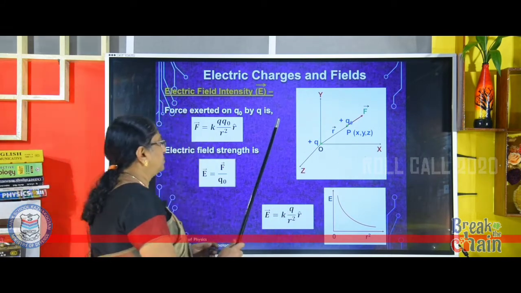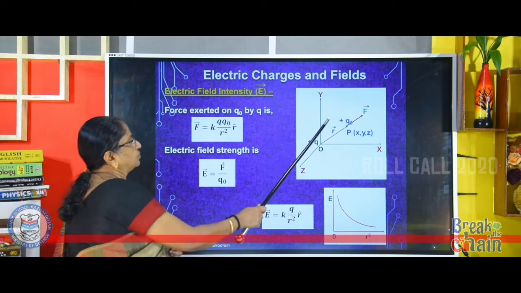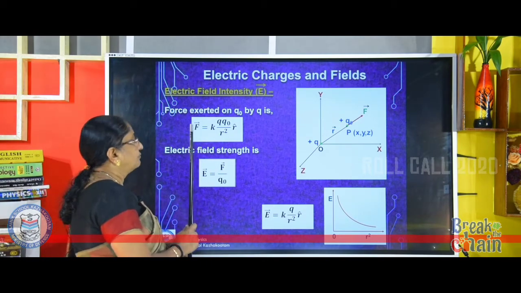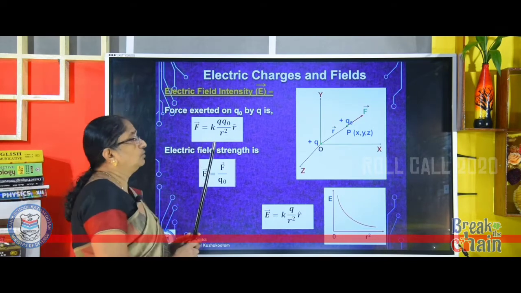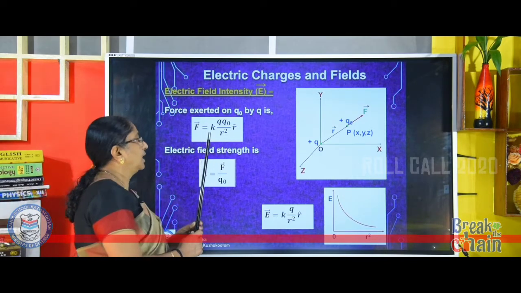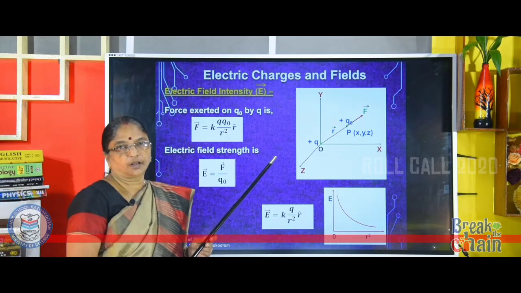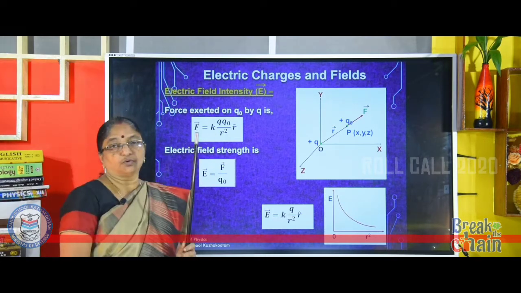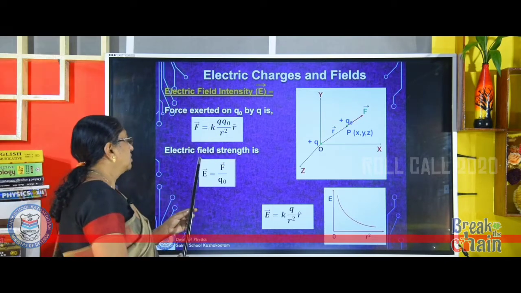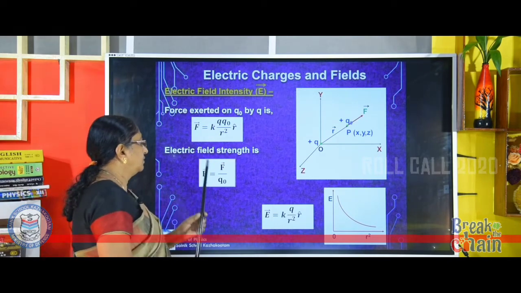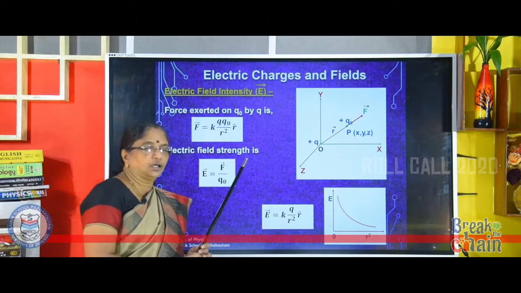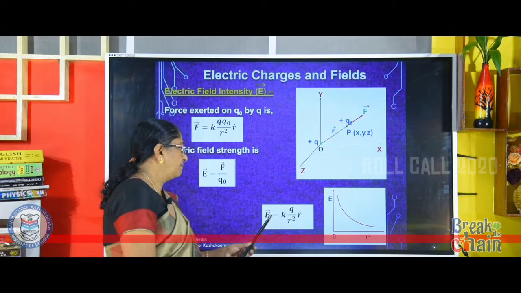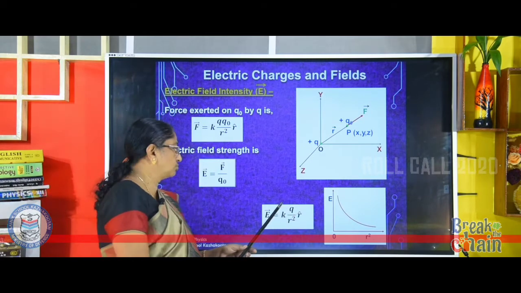So, the force between the charge plus Q and Q0 is given by Coulomb's law as vector F equal to K into Q Q0 divided by R square R cap. And see the definition for electric field intensity, which is force per unit charge. So, divide this force by Q0, you will get the expression for electric field intensity as another equation, which is vector E equal to KQ by R square R cap.